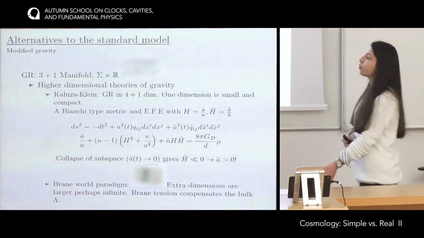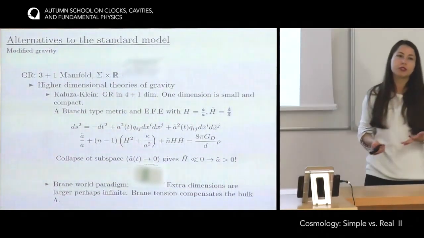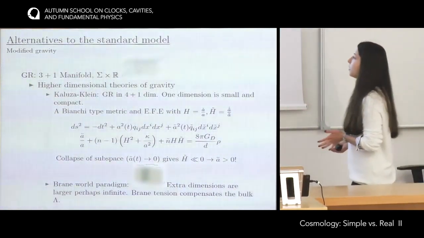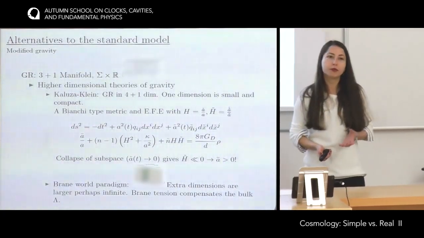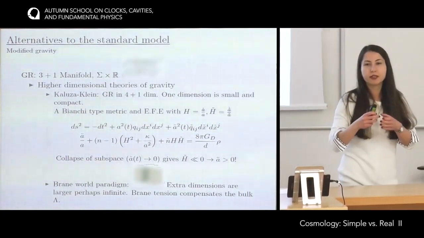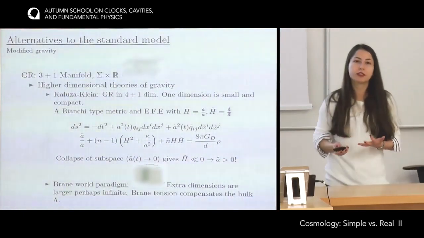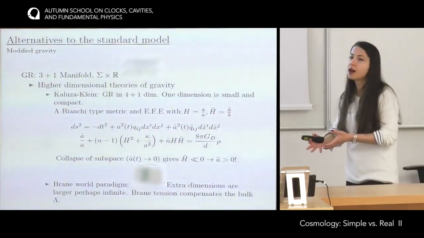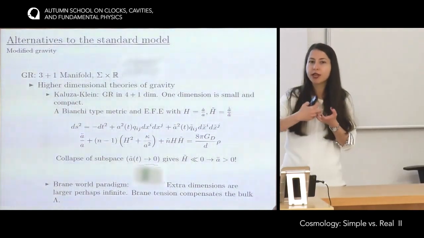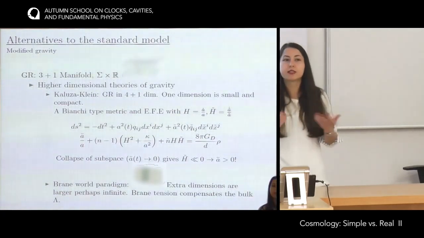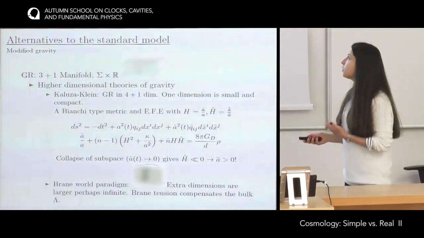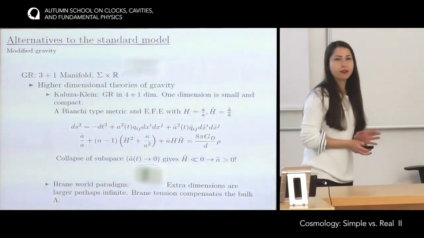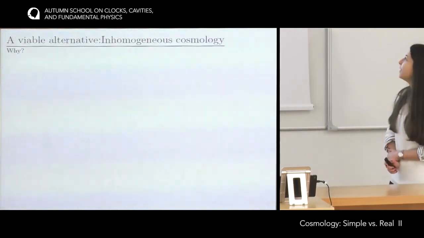And there's the brane world paradigm. This time your extra dimension doesn't even have to be small, and it can even be infinite. And it is the brane tension that compensates for this bulk effect of the cosmological constant. So you have a universe embedded in a higher dimension, and it's the tension of the brane that creates, as if, an accelerated expansion. So this is kind of a summary of how to modify gravity in a very short time.